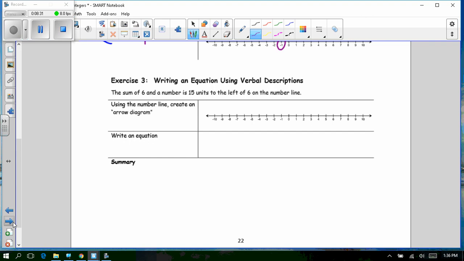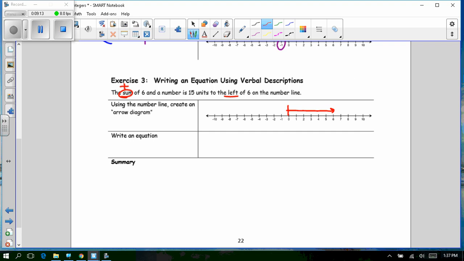All right, exercise 3. The sum of 6 and a number is 15 units to the left of 6 on the number line, right? Well, I'm going to stop a minute because there's a lot of things going on in there. So the sum, what's sum tell me to do? Tells me to add, so I'm going to put a plus sign above that, right? The sum of 6 and a number is 15 units to the left of 6. Okay, so I'm going to start with my number 6, and I'm going to go to the 6. There we go. And then it says my answer is going to be 15 units to the left.